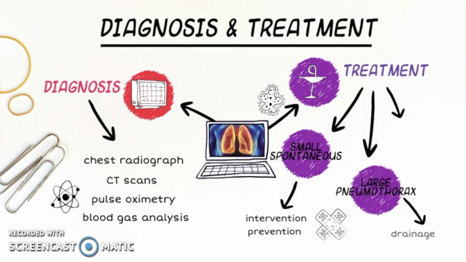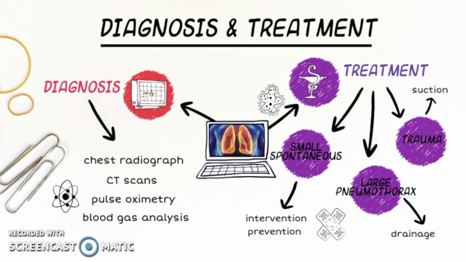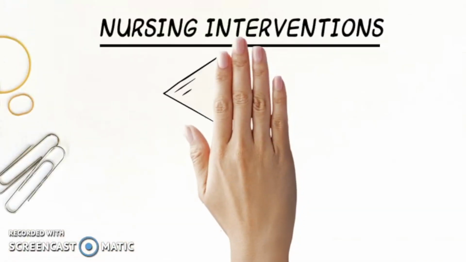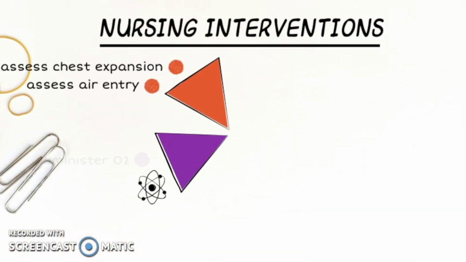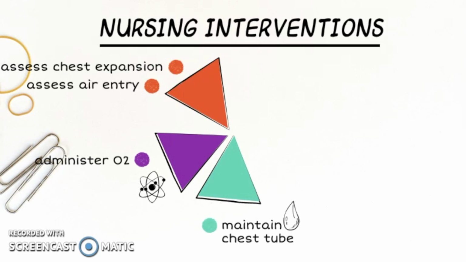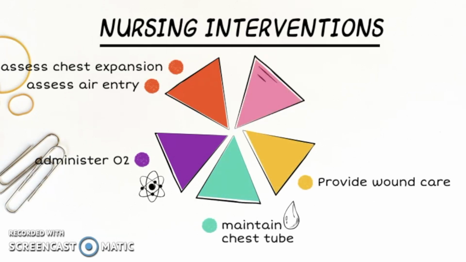Small and spontaneous is treated through important lifestyle changes, while large is treated through air removal, and traumatic is treated through continuous chest suction. Nursing interventions include assessing chest expansion, maintaining chest tube drainage, and monitoring vital signs.